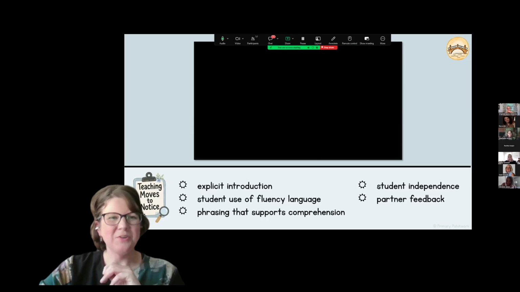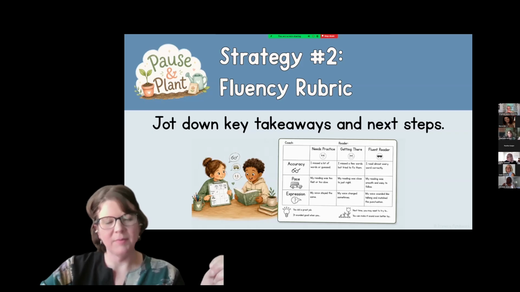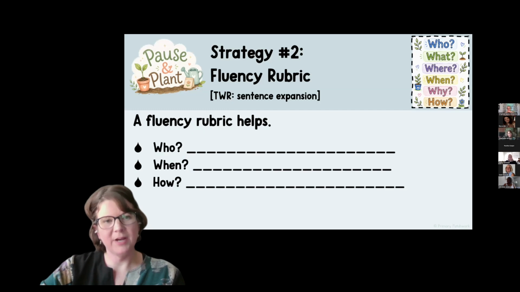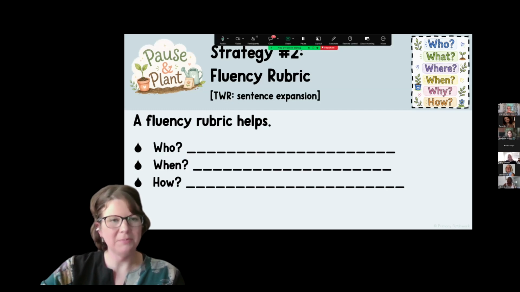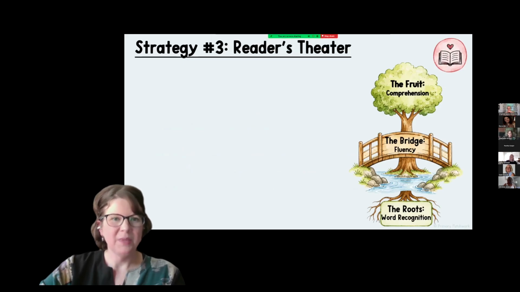All right. So the fluency rubric came up time and time again throughout the year because they understood it at a deep level. You could also introduce accuracy one week, work on that, and then gradually build it at the beginning of the year. So as you reflect back on the fluency rubric later, you might want to expand the kernel sentence. A fluency rubric helps by adding the information about who it helps, when it helps, and how it helps. Let's move on to our final strategy, Reader's Theater.